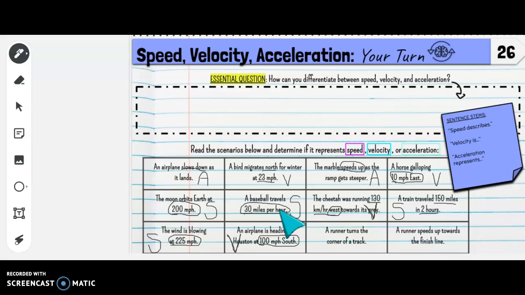A runner turns the corner of a track. So the runner is making a turn. So if something is turning, we know that is acceleration. And the last one. A runner speeds up towards the finish line. So the runner is speeding up. So that tells us it is accelerating, acceleration.